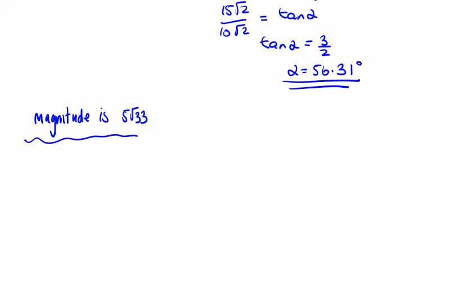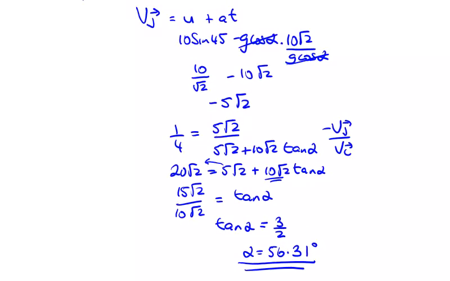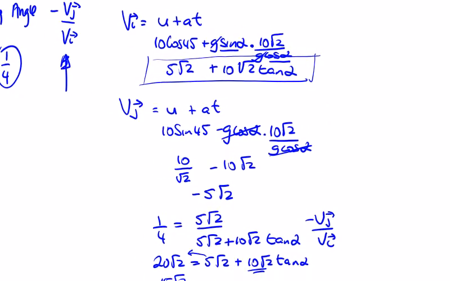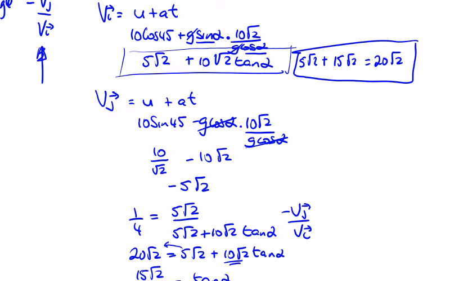The magnitude is 5 root 33, and we know the magnitude is going to be the square root of the velocity of i squared plus the velocity of j squared. So we go and get the velocity of i and the velocity of j. So the velocity of i was 5 root 2 plus, and the tan of alpha was 1.5, so that's going to give me 10 by 1.5, 15 root 2, so that's 20 root 2, and then we get the velocity of j to be minus 5 root 2.